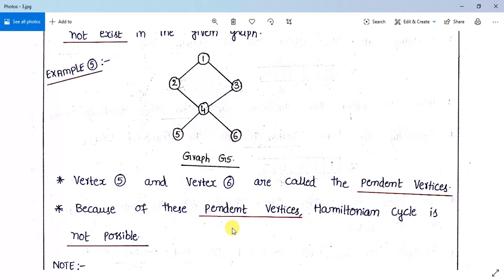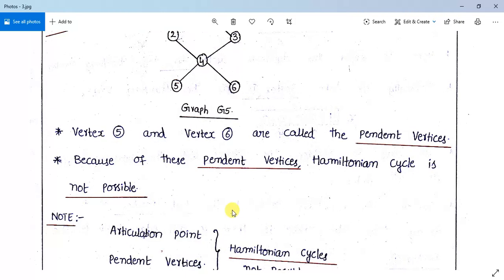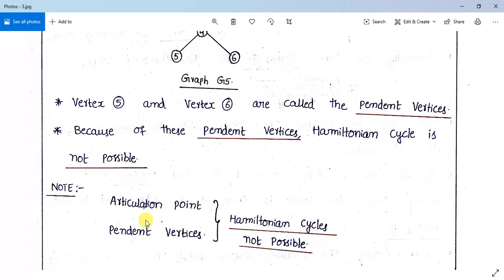So we have got an important note here. If a graph contains an articulation point or pendant vertices, then Hamiltonian cycles are not possible from that graph. This is one of the important things to be noted in Hamiltonian cycles.